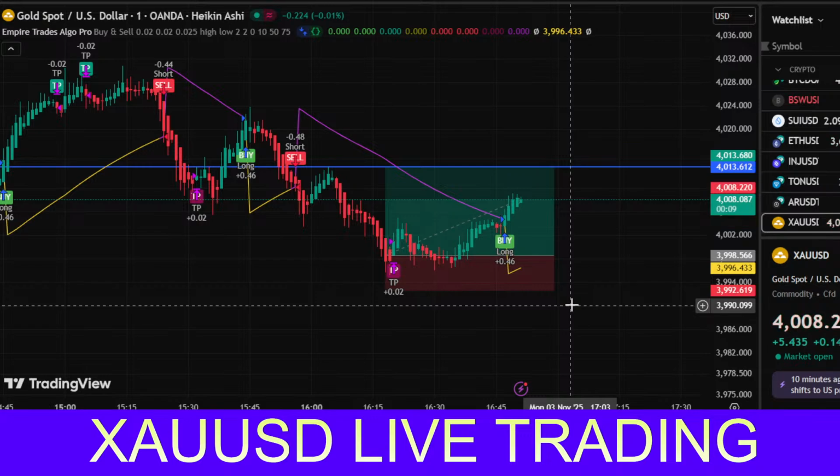Additionally, backtesting provides statistical measures such as win rate, average profit, loss, maximum drawdown, and Sharpe ratio, which are essential for evaluating the risk and return profile of the strategy.